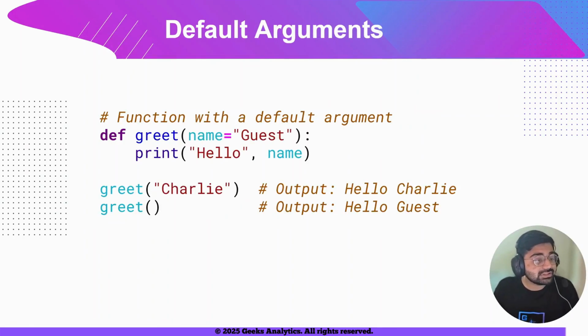Then, with respect to arguments, we have something called default arguments. Here, if you closely observe, in my function, I have already added name equal to guest. So how default value arguments work is, if I provide a value, say Charlie, the output would be hello Charlie. But if I don't provide a name, it will simply output hello guest.